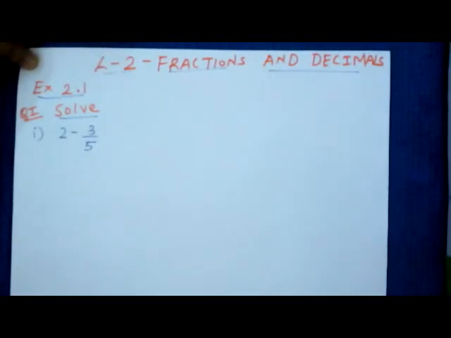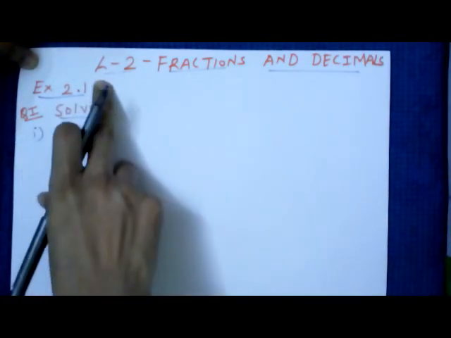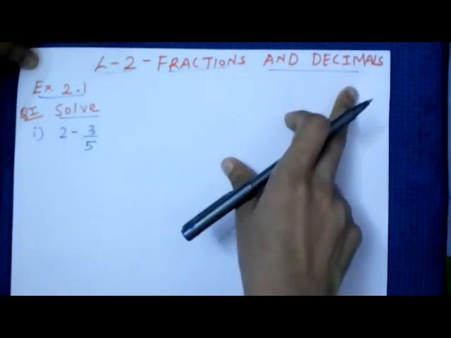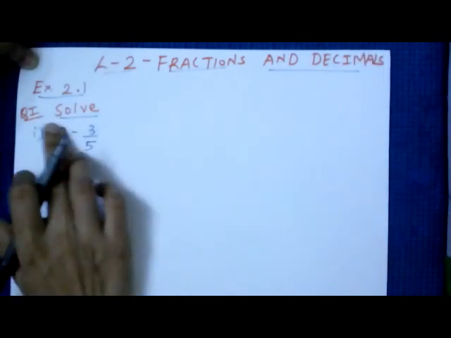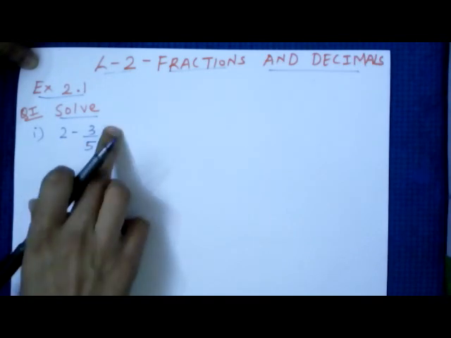Hello students, in the previous video we have seen operations carried out on fractions: addition, subtraction, multiplication and division. So these operations which are carried out on fractions we have seen. Now in this video we will see exercise 2.1 of chapter 2, fractions and decimals. So let us start. Our first question is solve, and the first one is 2 minus 3 upon 5.